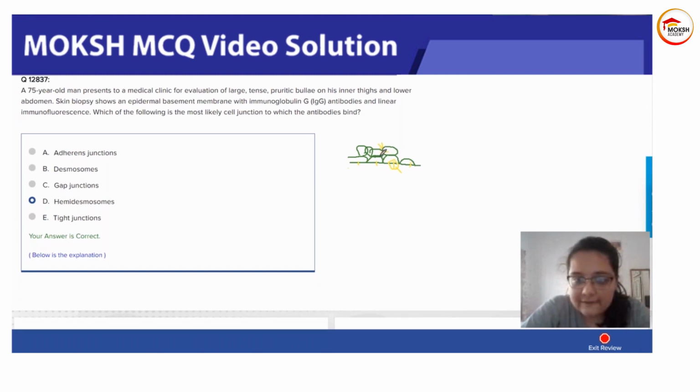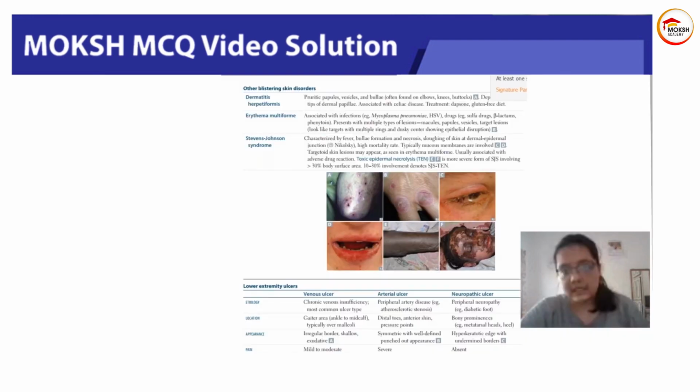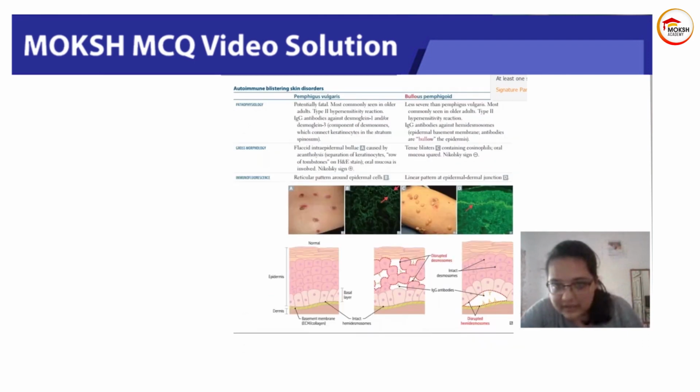Unlike in the case of your pemphigus, where these intercellular junctions are involved. Now these junctions are randomly spread between your cells. I'm not drawing the cells again, but you'll see a reticular pattern of immunofluorescence. I'll show you the image in our FA also, so that is clear. So this is a reticular pattern. This is a net-like pattern that you see of immunofluorescence.